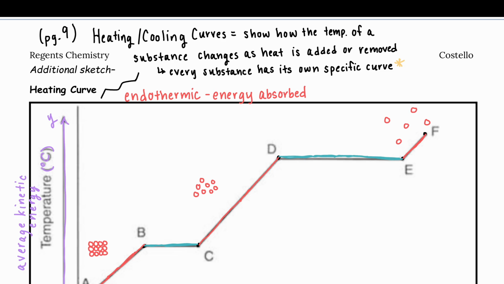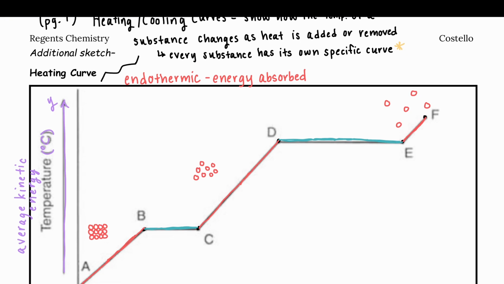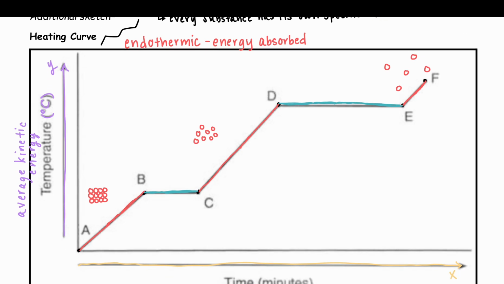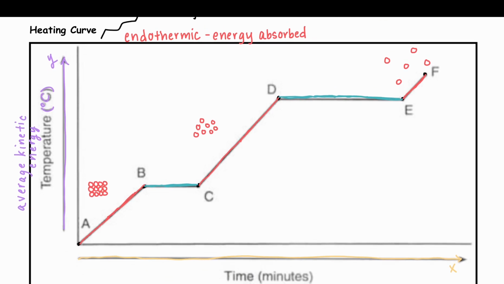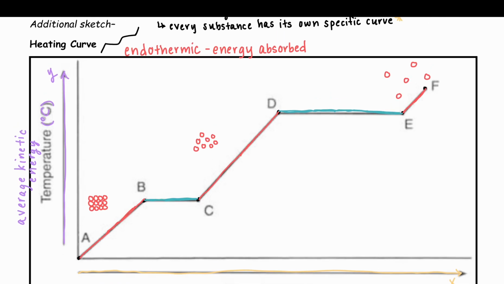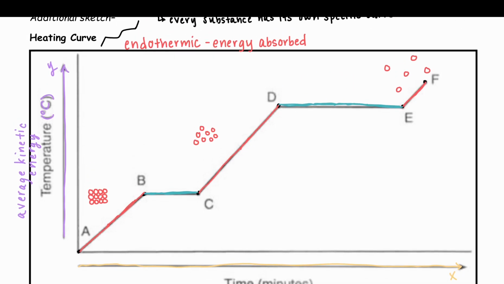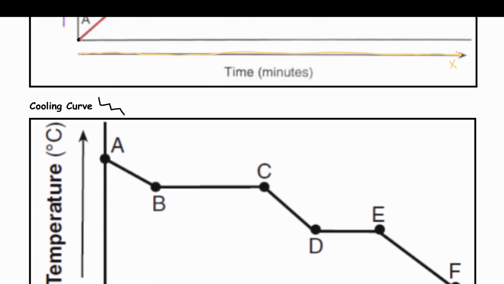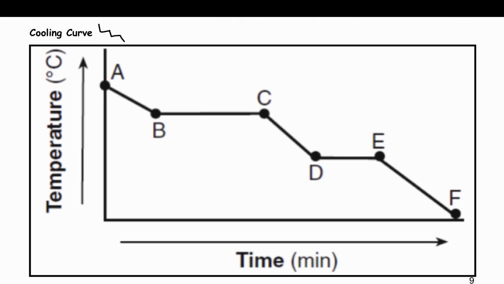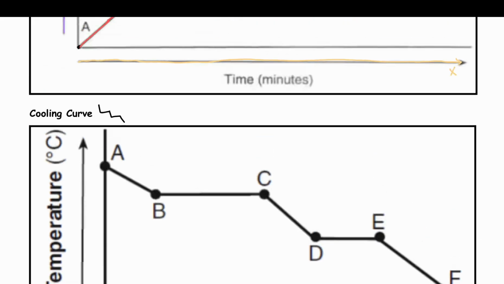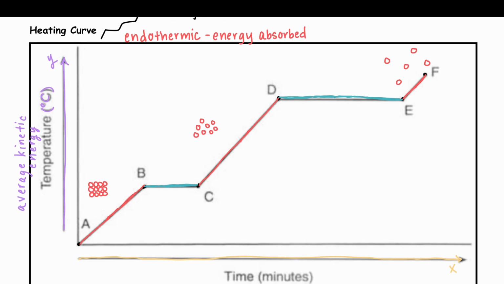Okay, so heating and cooling curves are graphical representations that show how the temperature of a substance will change as heat is either added or removed. All substances can have their own specific heating or cooling curve. This first one is a heating curve. Notice how it looks like an upwards staircase. And your cooling curve is going to be the opposite, so it's going to be a downward staircase. First, let's go over the heating curve.